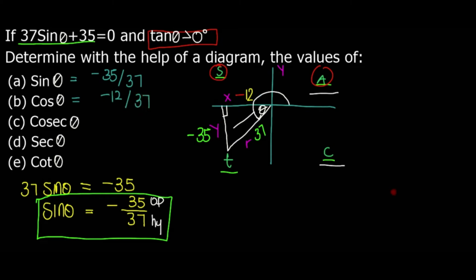Now let's look at part C. Part C is cosec theta. So it's important to remember that cosec theta is a reciprocal. Let's do cosec theta.